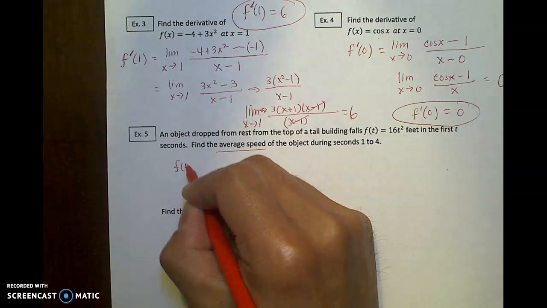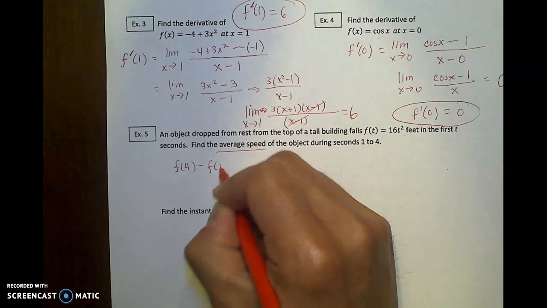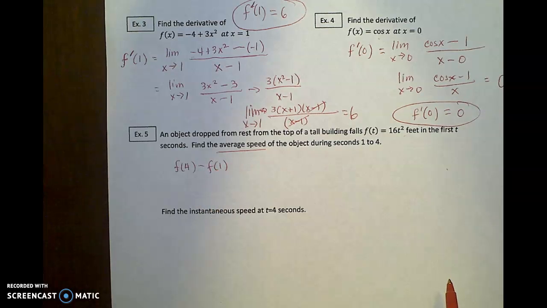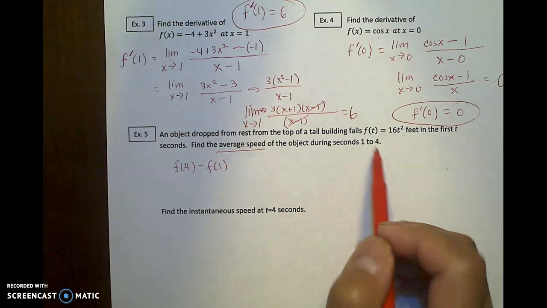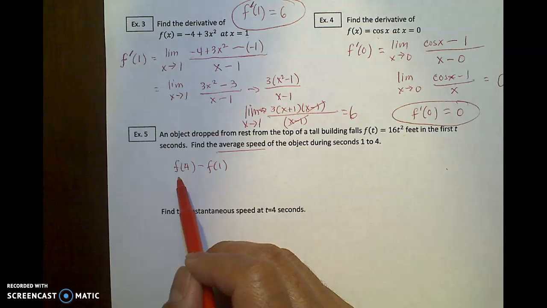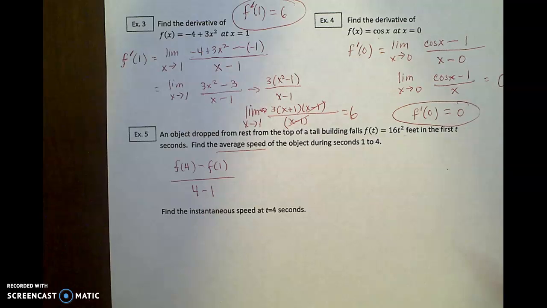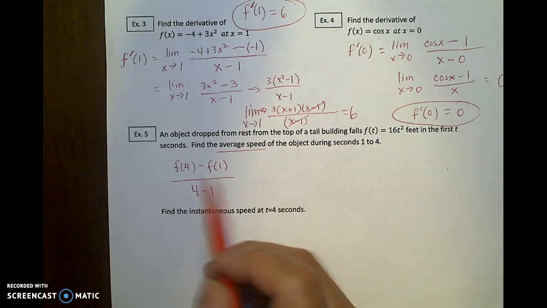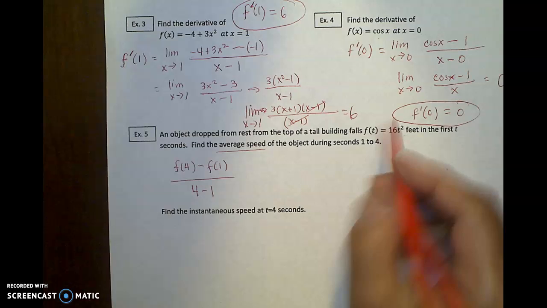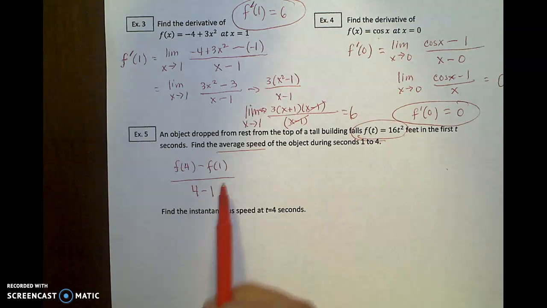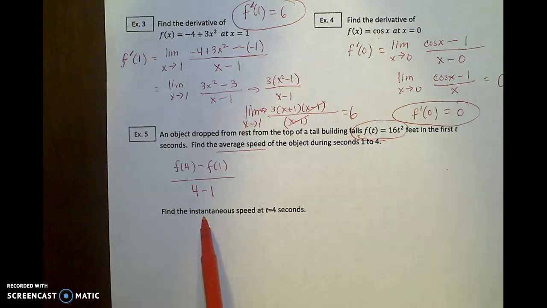So to find that average speed, we are going to take the difference of the outputs of the function at where it started and where it ended. So it's going to be f of 4 minus f of 1 over 4 minus 1. Again, we are using this function in accordance with our little slope formula to find the average speed of this object that is falling.